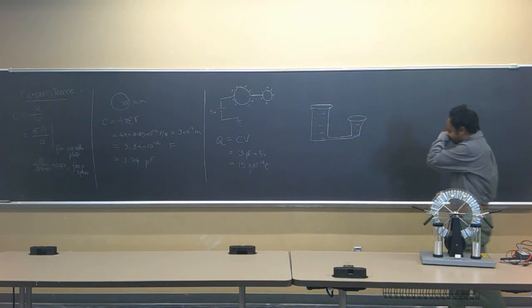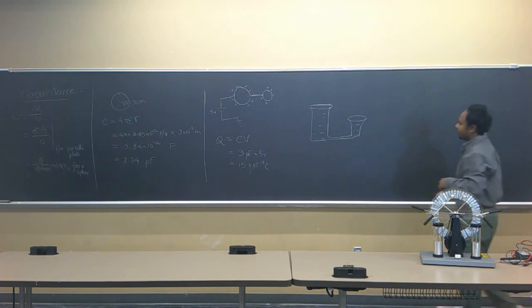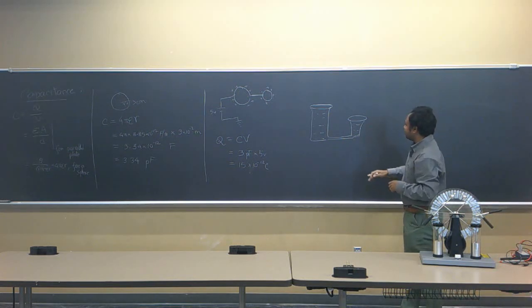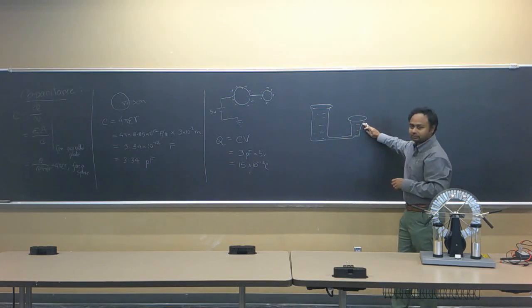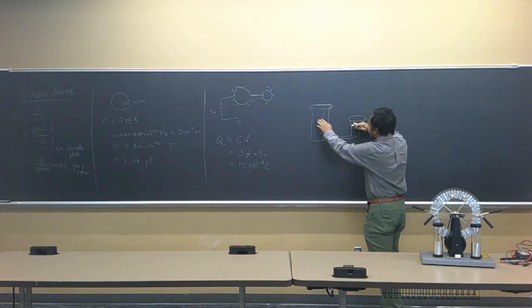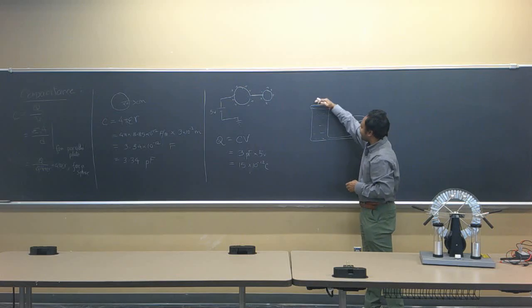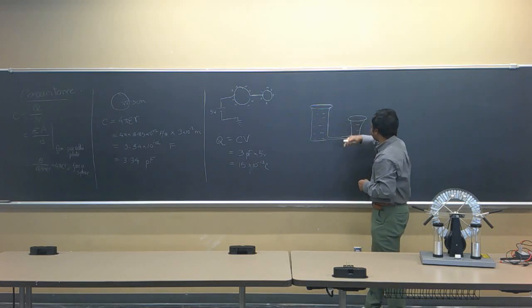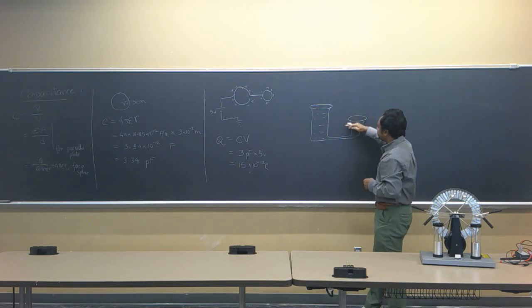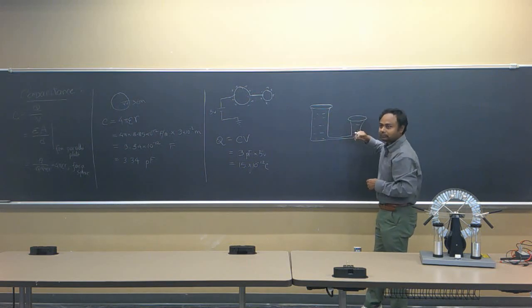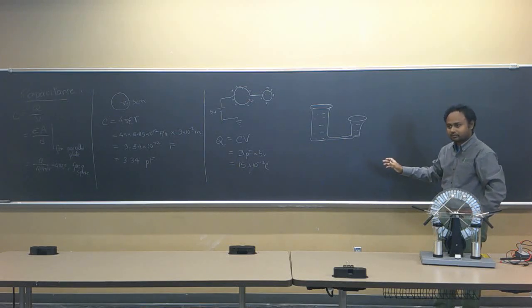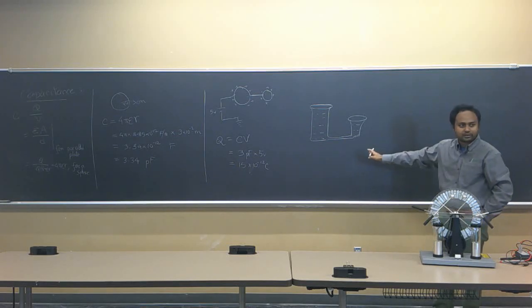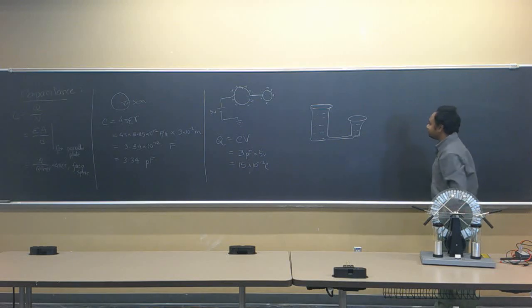Now the question is, at the equilibrium condition, what would be the level of those liquids? Where would they reach an equilibrium? Will the bigger pot have a higher height of the liquid, or the smaller pot? Or will they be the same? The same. Everyone agrees that it should be the same? Right? It should be the same.